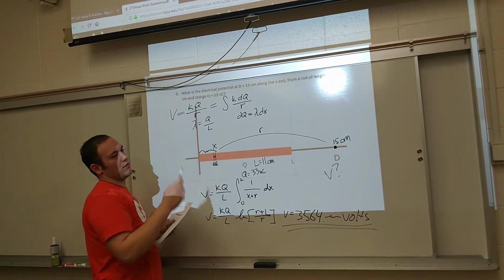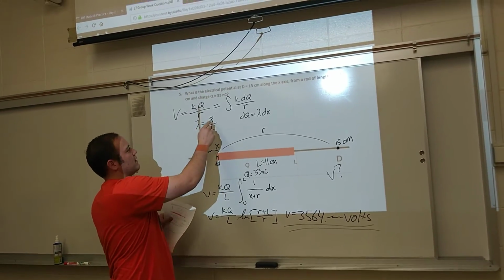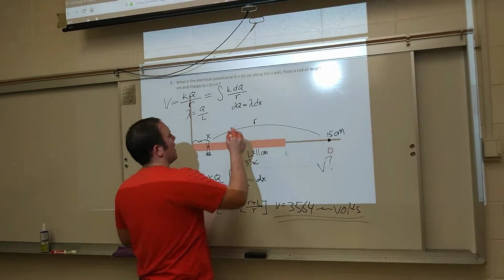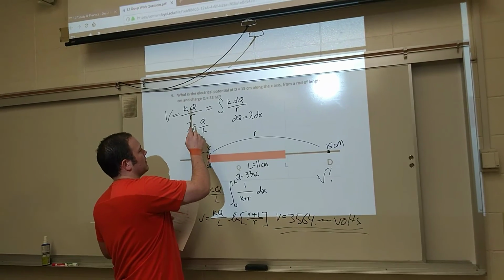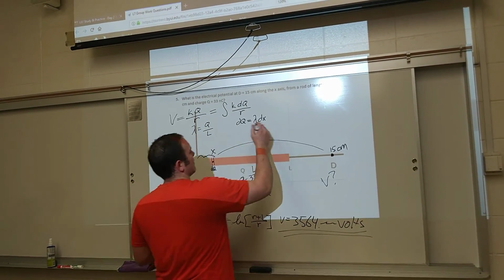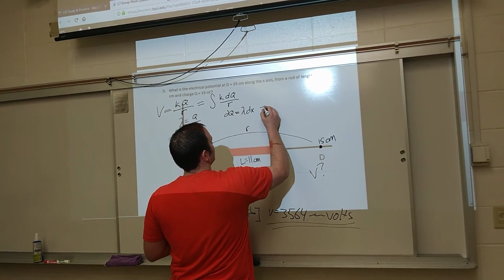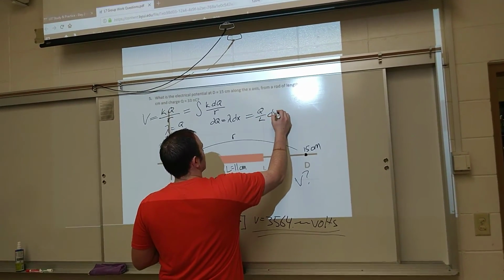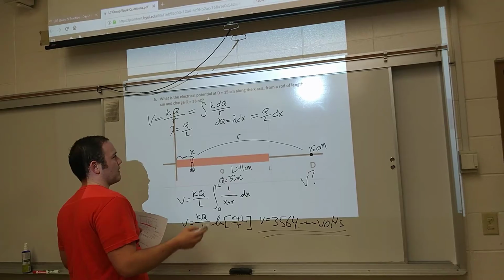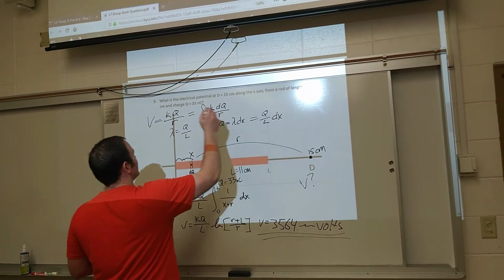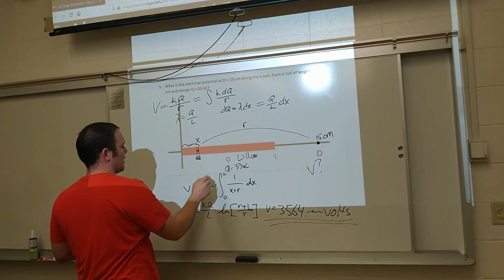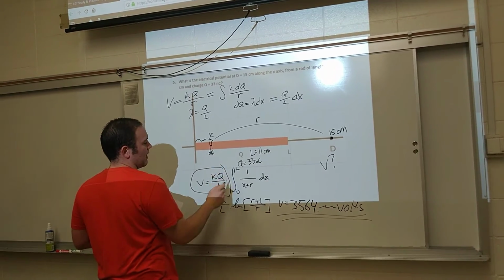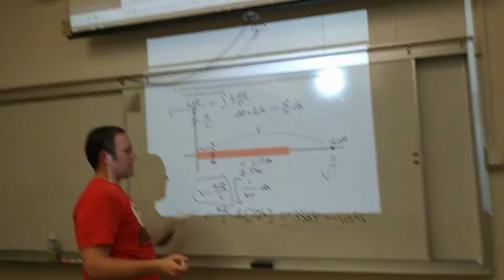Instead of using L, we'll use dx. We call this dq and we solve for dq. And then if we plug q over L back into lambda, then we have that dq is equal to q over L dx. And so once we have that, we plug that back into this equation, and we get this part right here. And then he showed you how to get that.